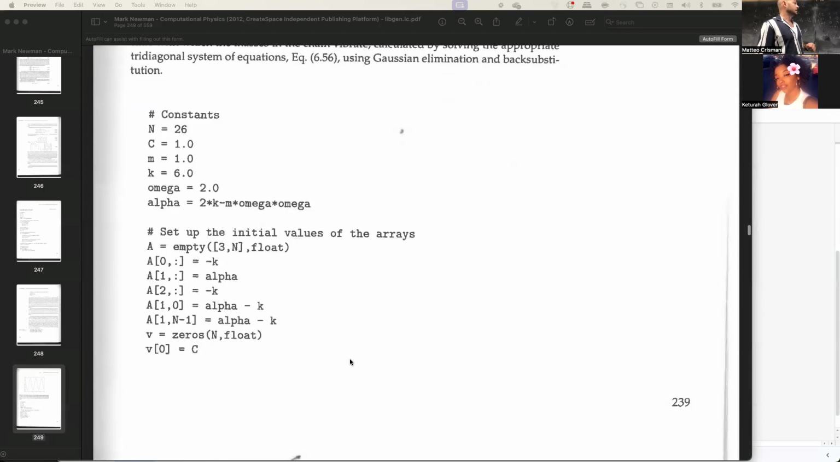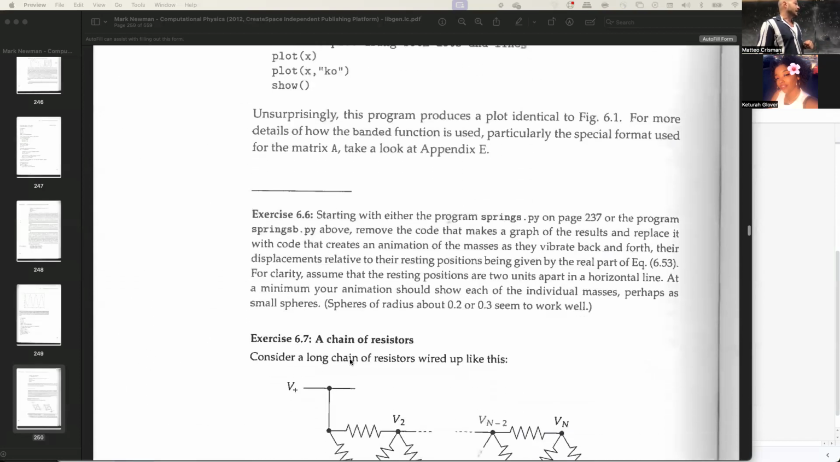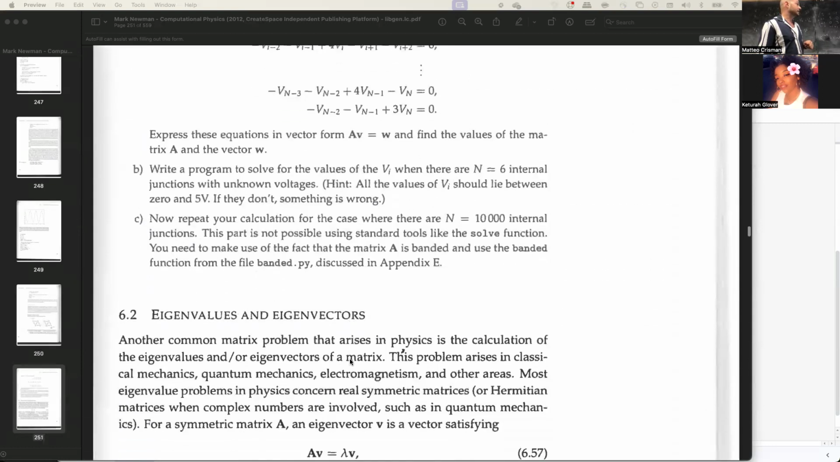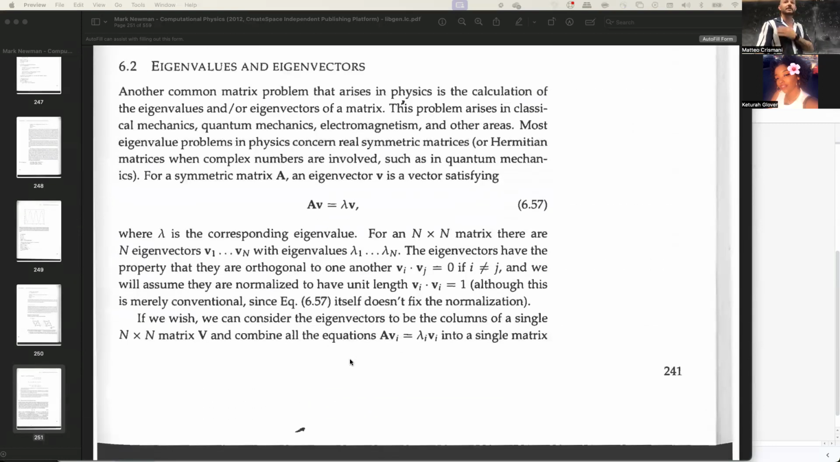Okay, now we're running out of time. Let's see if we can get to what I want to get to. Eigenvalues and eigenvectors. Are you familiar with this? Okay, what does it mean?